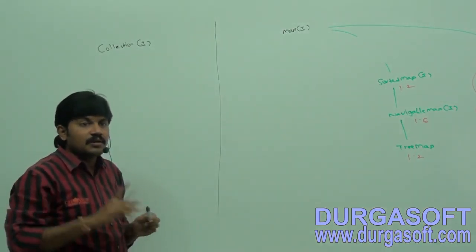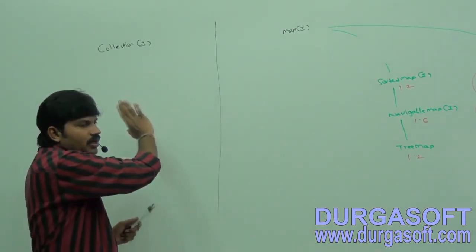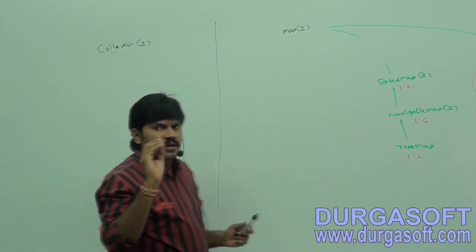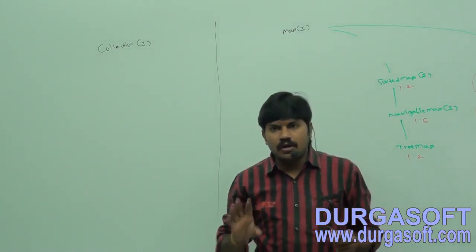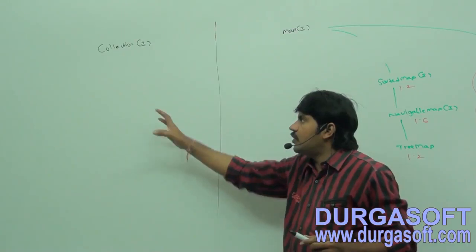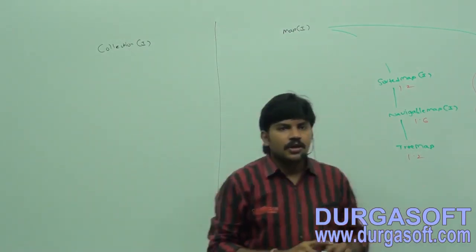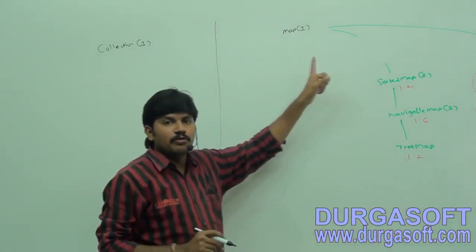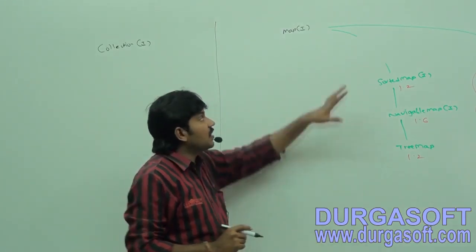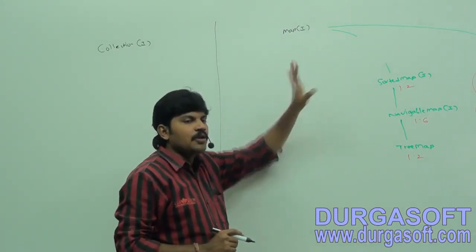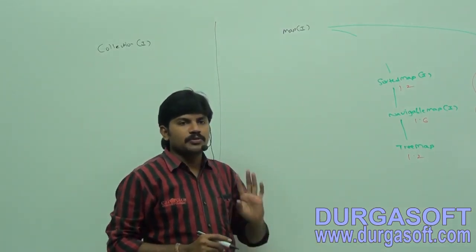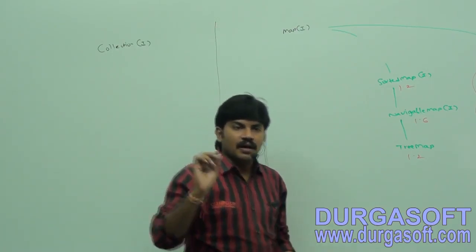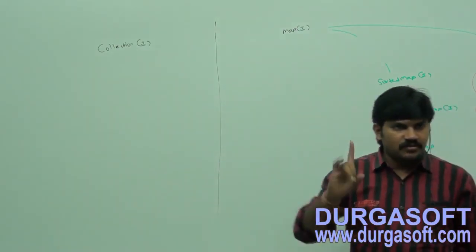Remember this one, Map is nowhere related to Collection, because Collection talks about individual objects, correct or not? A group of individual objects is the Collection. A group of objects as key-value pairs is nothing but the Map concept. So the first conclusion you people should be aware of: Map is not a child interface of Collection.